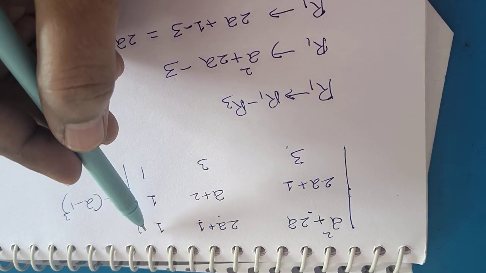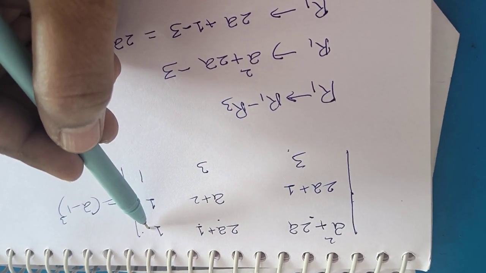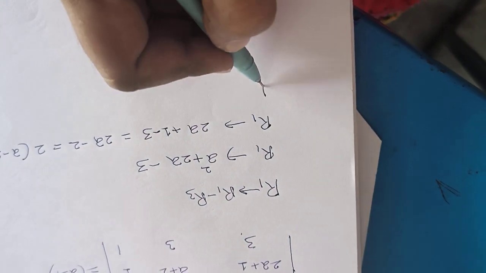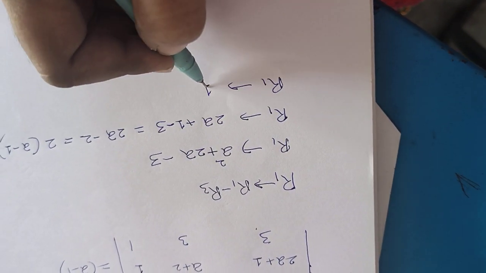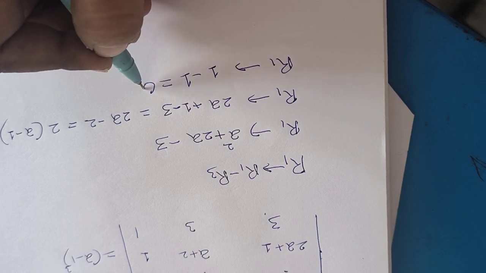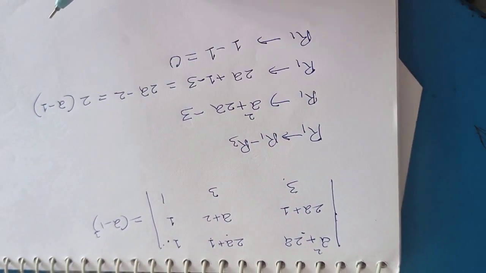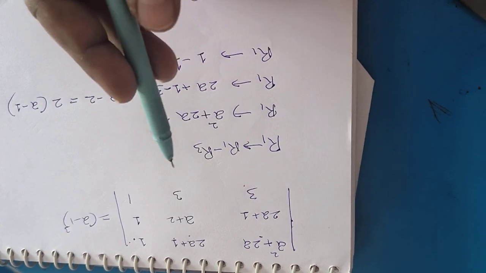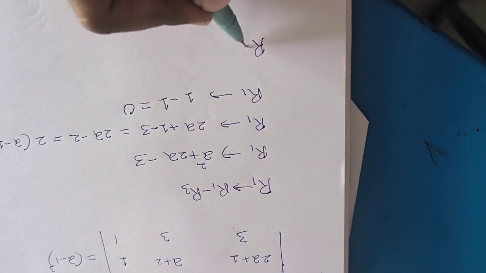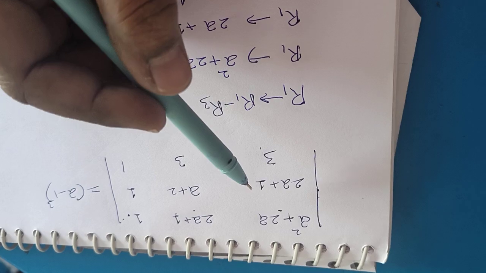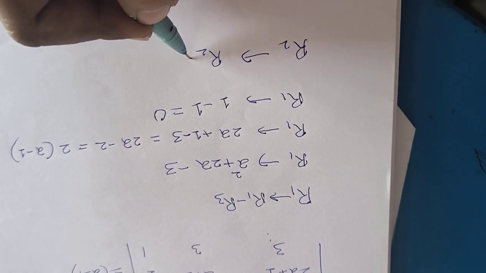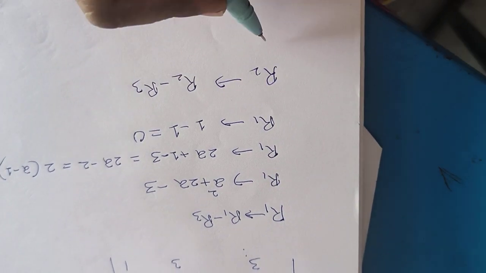Now, R1 third term is 1, R3 third term is 1, so 1 minus 1 is equal to 0. These are our first row terms. Now we are performing the second row operation: R2 minus R3.